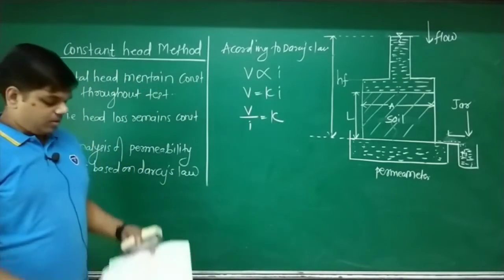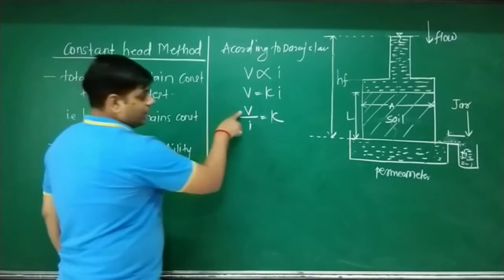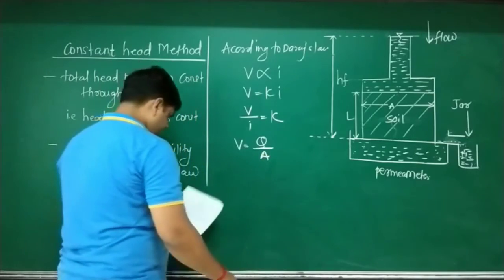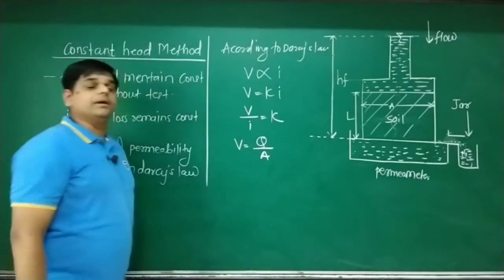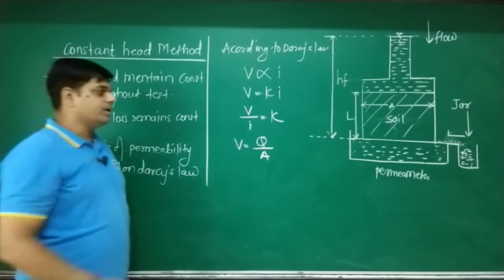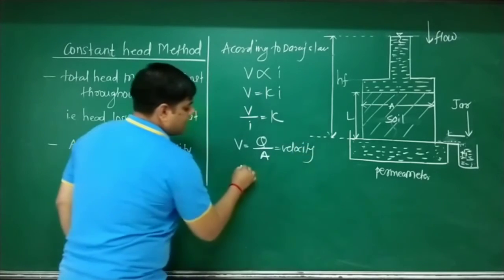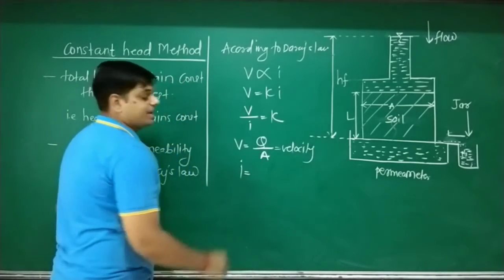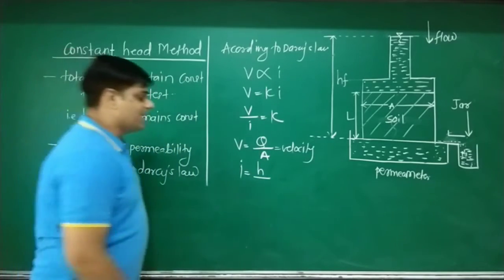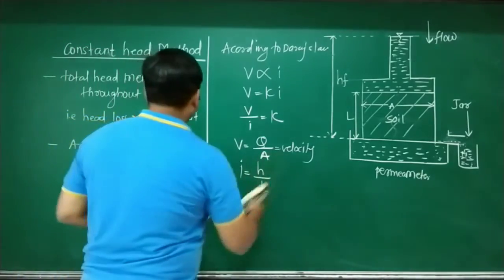Okay. So what is velocity and I here? Velocity is nothing but discharge upon area. Velocity in meter per second is nothing but discharge upon area. And I is hydraulic gradient. What is the formula for hydraulic gradient? Head loss per unit length of soil sample. So H by L.